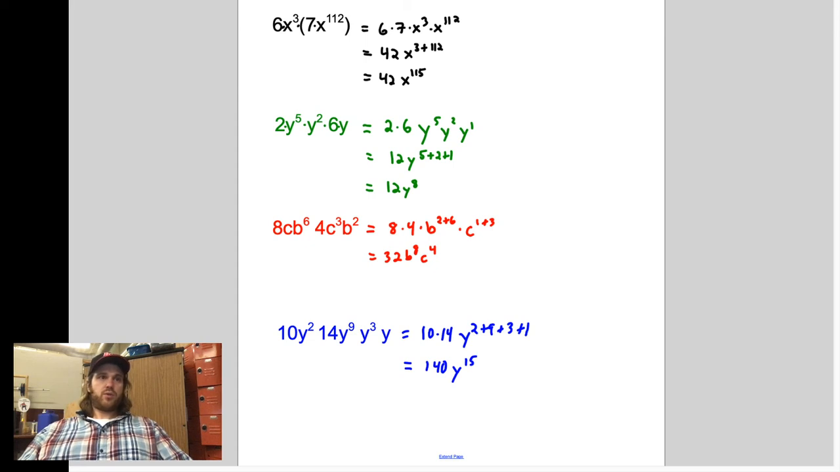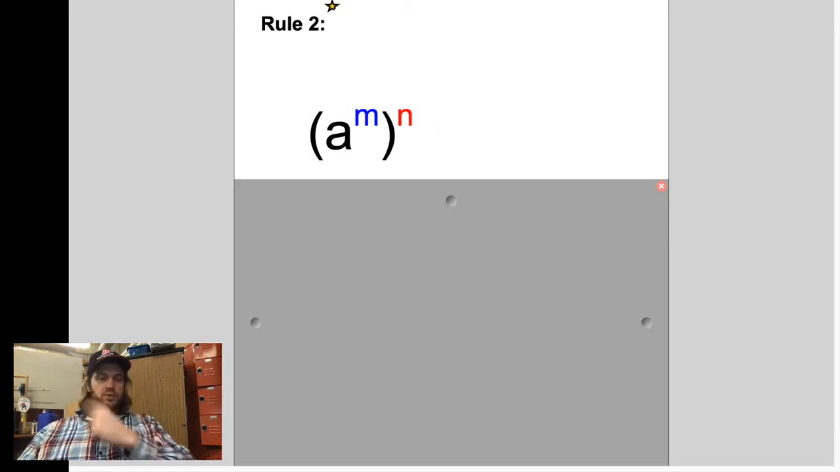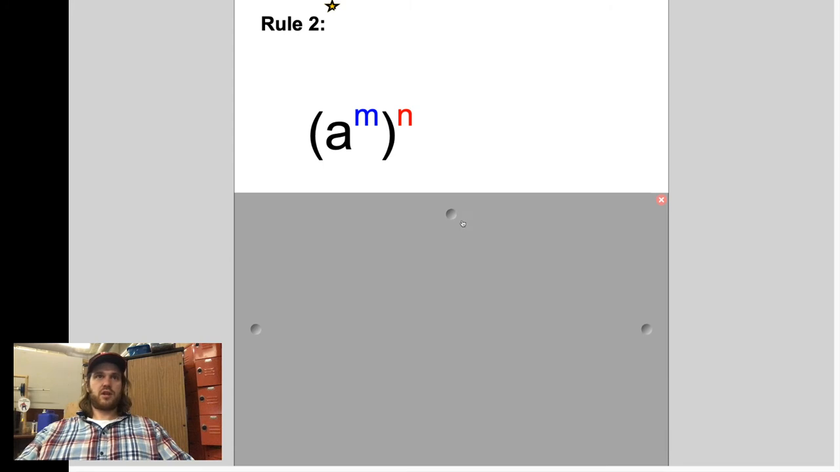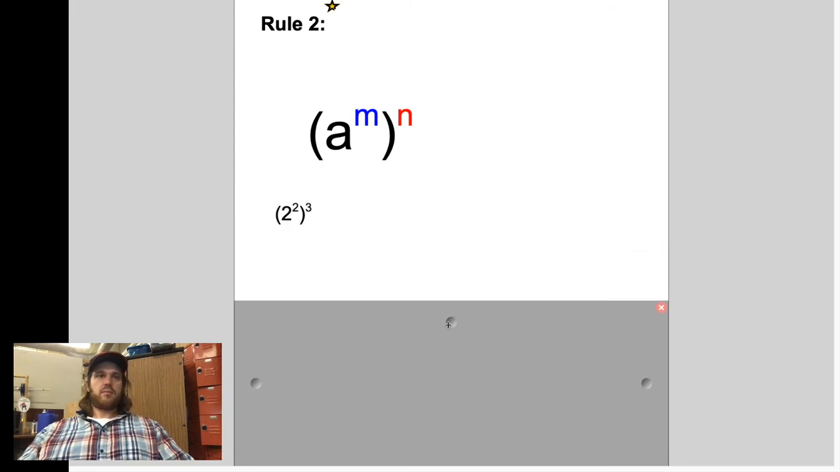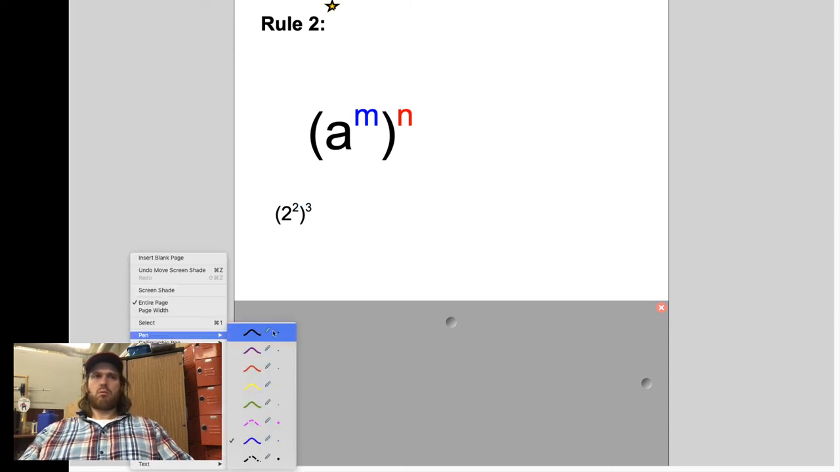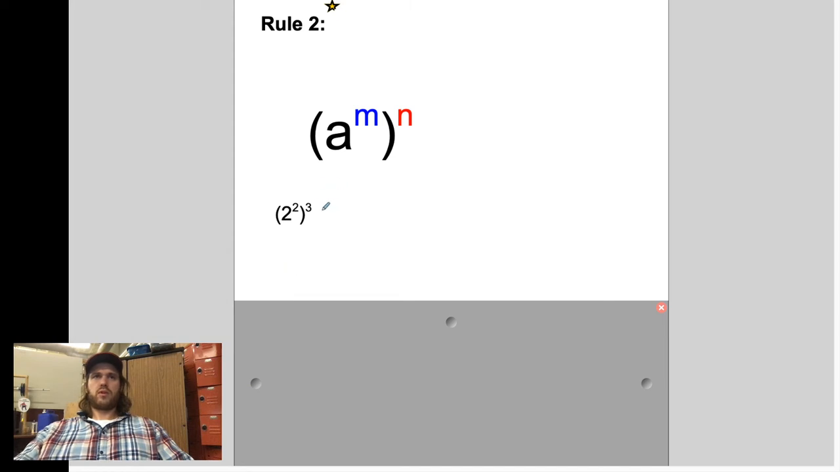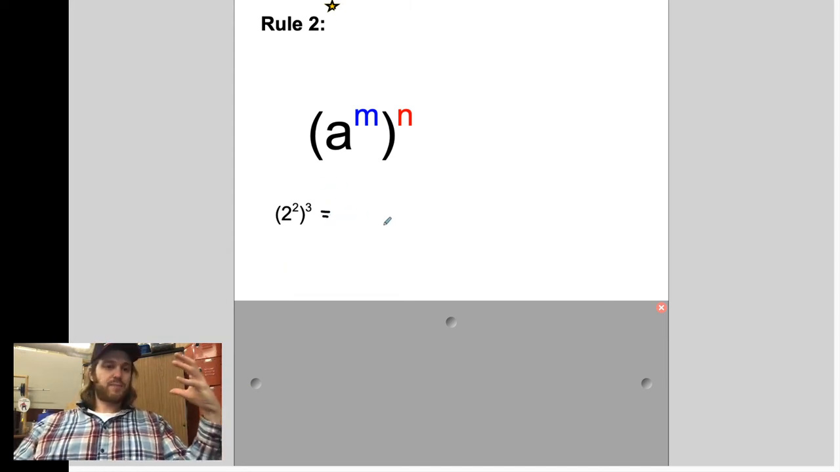Time to move on to rule numero dos. Get ready for this one. Strap yourselves in. Okay, so what happens when I am raising something to a power that already has a power? Let's think about this. Whenever in doubt, go back to expanded notation. Think about what that means.